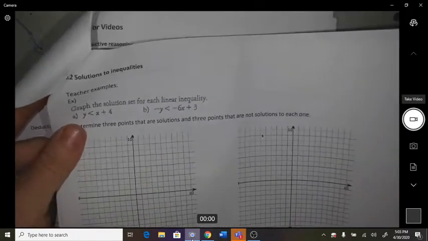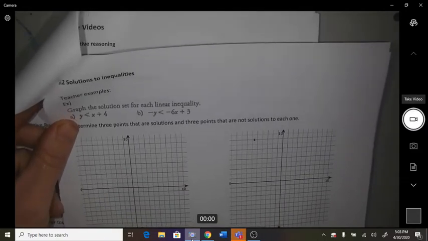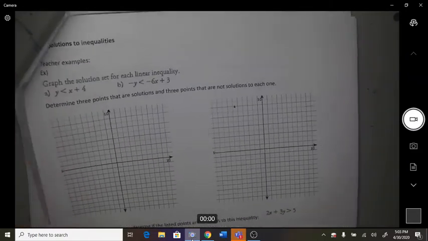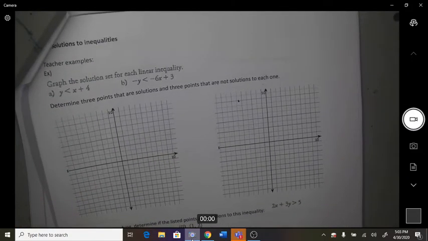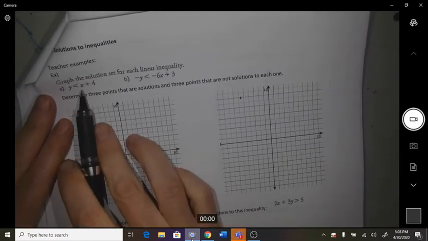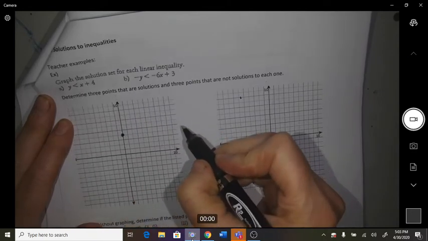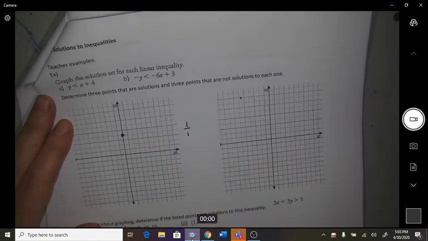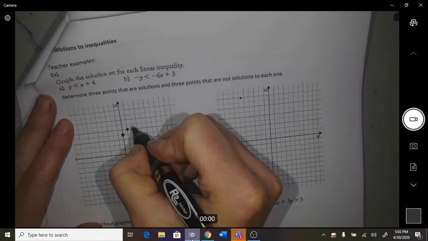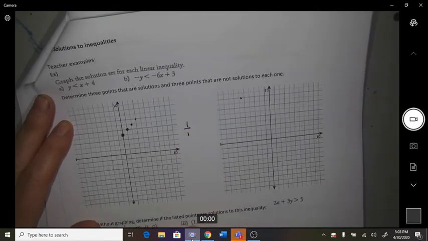Okay, today's lesson, 6.2, solutions to inequalities. So here's two examples. We're going to graph and determine some points that are solutions. So this first one is in mx plus b form, so we're going to start at 4, the y-intercept, and there's a 1 in front of the x, so that means to go rise 1, run 1. Okay, so that's the line.